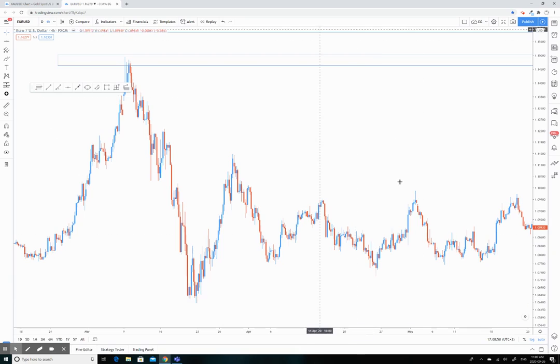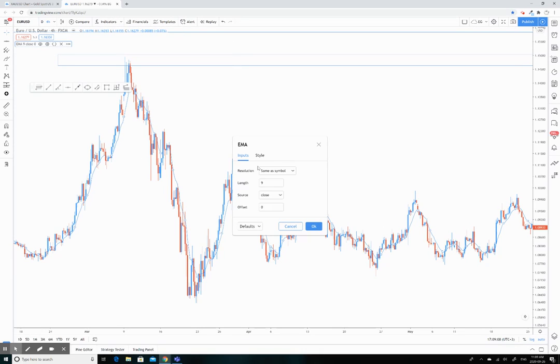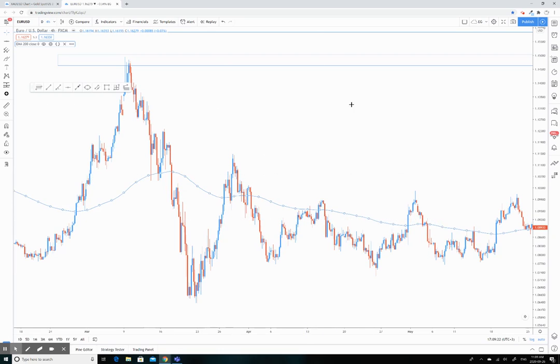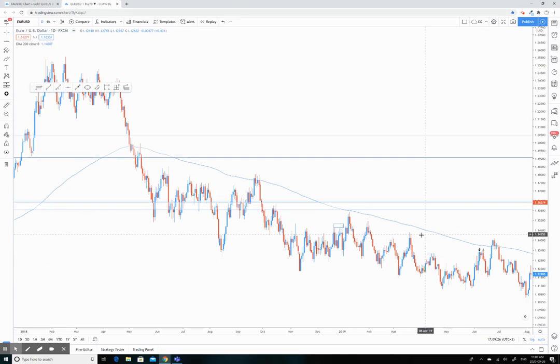So the first indicator that I use is the EMA. Never really used these a whole lot before, but I've been incorporating them now that I trend trade a little bit more, as my style has been evolving over the years. So I do love the 200 EMA. That's my favorite. And I use this one on the daily. So I'll use this EMA on the daily time frame to give me my overall trend direction.